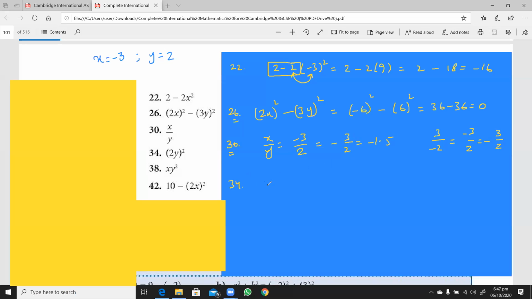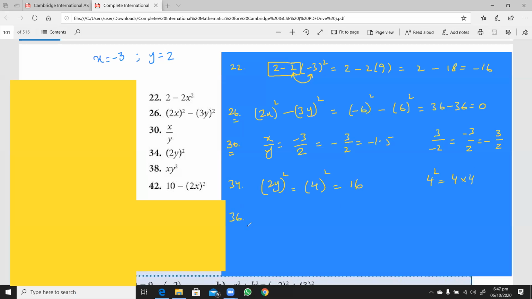Now this 34th question, this is 2y square. We have already done that. Y is 2, so 2y is 4. So the 4 square is 16. It is not 8. Again, that is a very common mistake. People, while squaring, they just say this is 4 times 2, that is 8. No, 4 square actually means it is 4 times 4. So that is going to be 16.